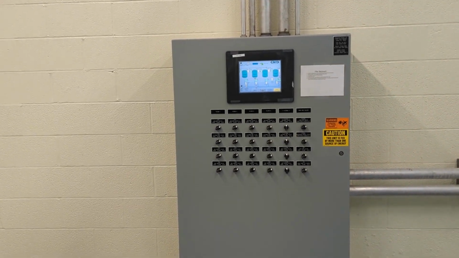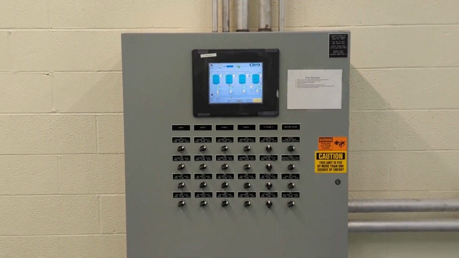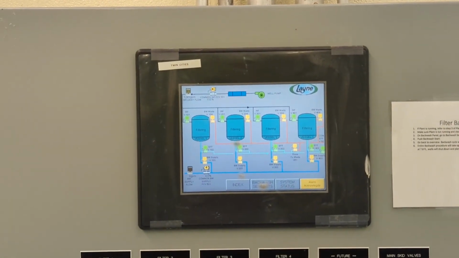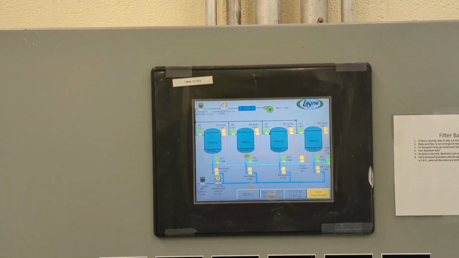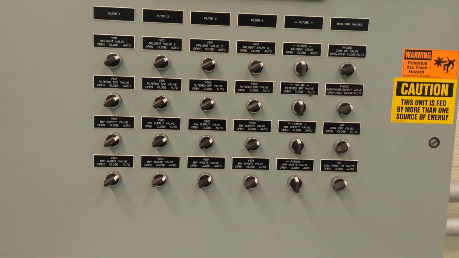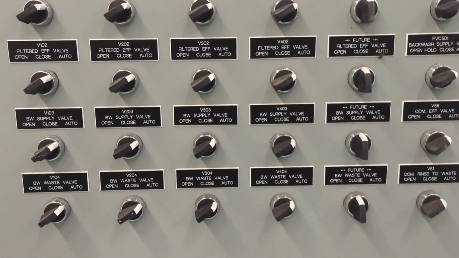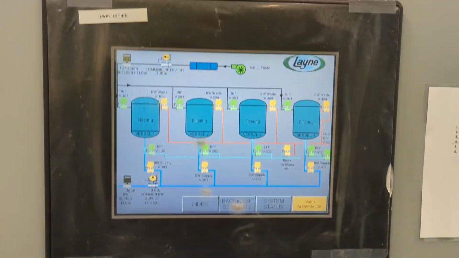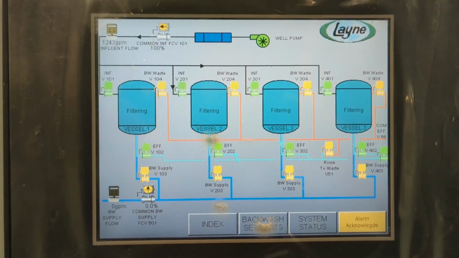Most of it's automated, which is where we come in. This is a screen that allows them to operate the valves manually if they have to, or start a backwash sequence. It also gives them a little bit of information about what's going on in the rest of their plant. You can see these are overriding buttons. They're all in auto at the moment, but if something was going wrong with their automation, they could wash these manually, so they wouldn't be shut down in operation.